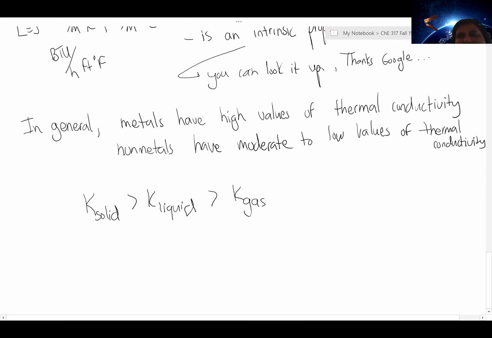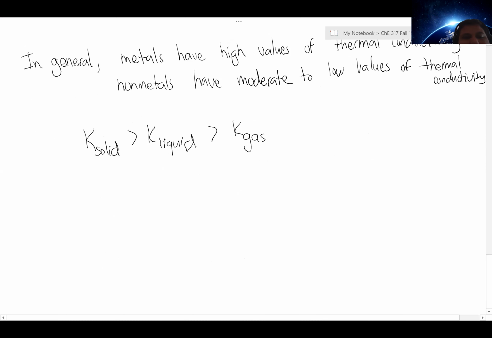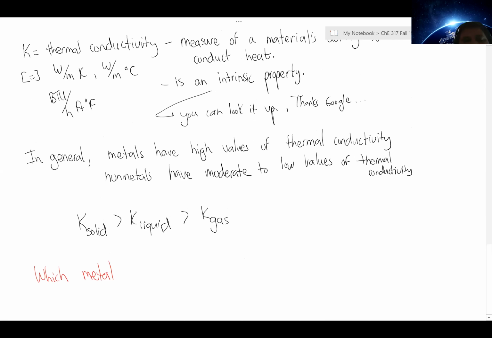All right, the next question I always like to ask is, which metal has the highest thermal conductivity? Could you scroll back up to those things for a second? Here, I'll zoom out. How's that? Of course. Thank you. Which metal has the highest thermal conductivity?